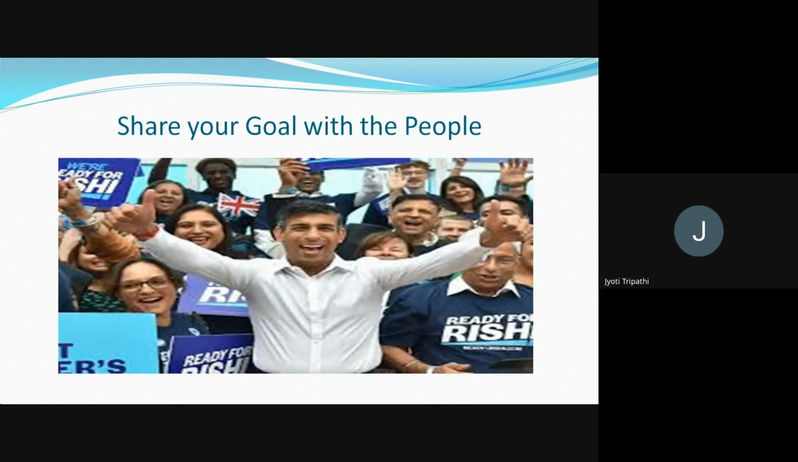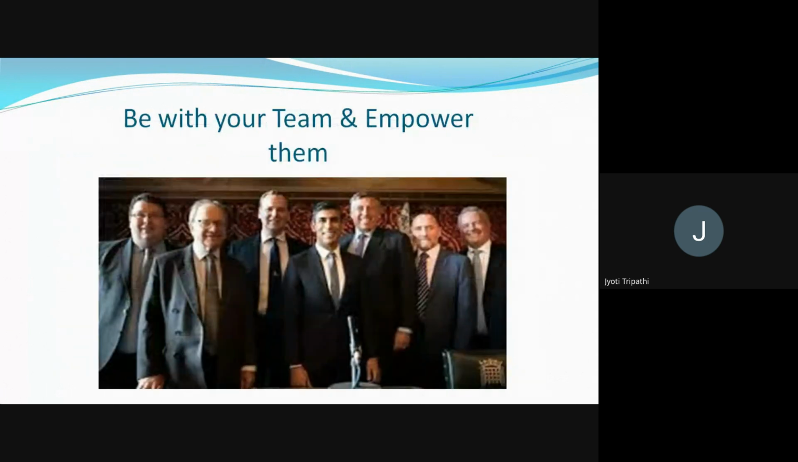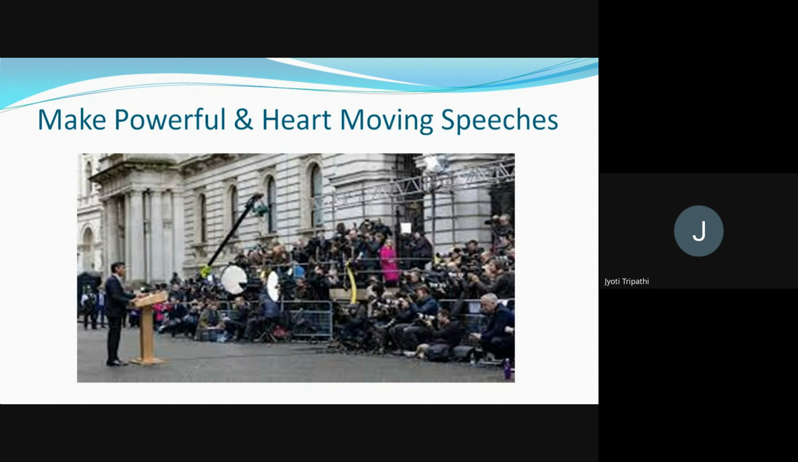Now, further, he says that share your goal with the people, with the team members, and give them importance. Yes, the same thing has come up, that be with your team and empower them. Do not put them down. Do not try to pull their legs. Do not try to just condemn them for whatever has happened. Be with them, support them, be assertive, and come along with them. Make powerful and heart winning speeches, heart moving speeches. And this is one image of the first speech delivered by him after becoming Prime Minister of Britain.